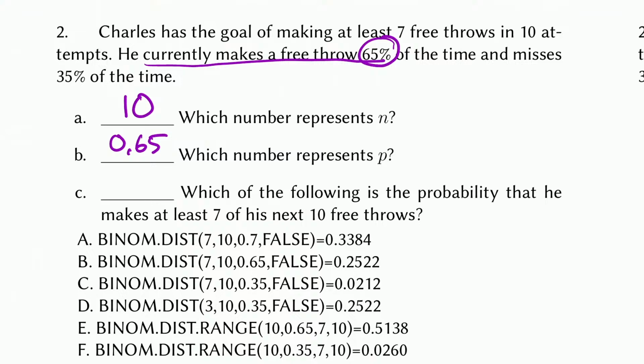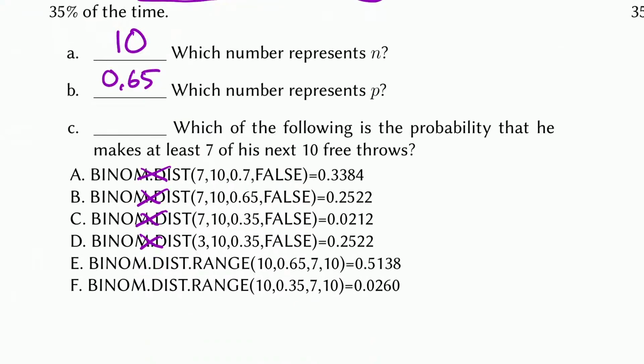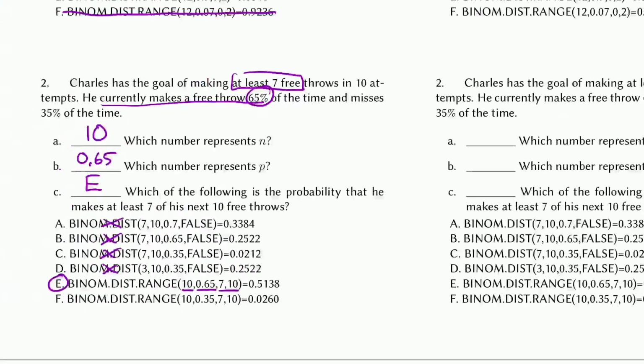Okay, now we just have to figure out, I want at least 7, which means 7, 8, 9, 10, a range of values. So in this case, I don't want a single value. Those aren't going to be correct. It's going to be one of these ranges, and it's going to be the first one because there's 10 attempts, 65% chance of hitting the free throw, and I want to know the probability of being between 7 and 10 inclusive, and that's letter E. Is that the only one? Yeah, we're all done. Yay.